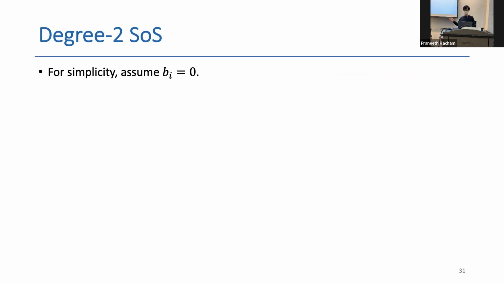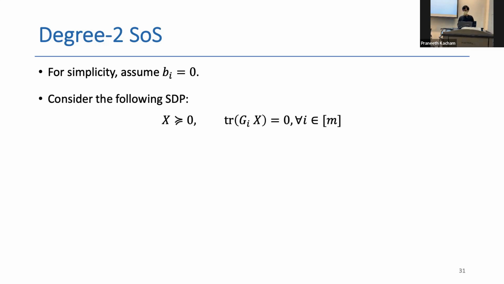So what is degree 2 SOS? Here we assume B_i equals 0. Degree 2 SOS is actually just this simple semidefinite program. We're solving for X, where X is PSD, and the trace of G_i X, which just means G_i dot X, equals 0 for all i. Notice that X equals 0 is always a solution, but we want some non-trivial solution.